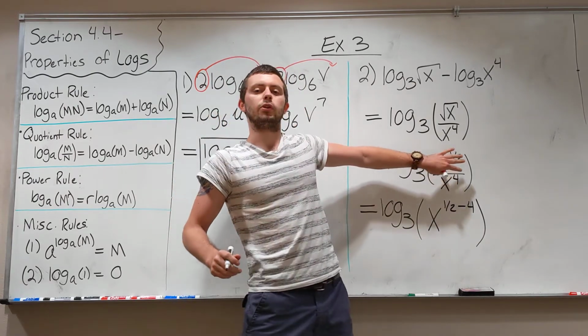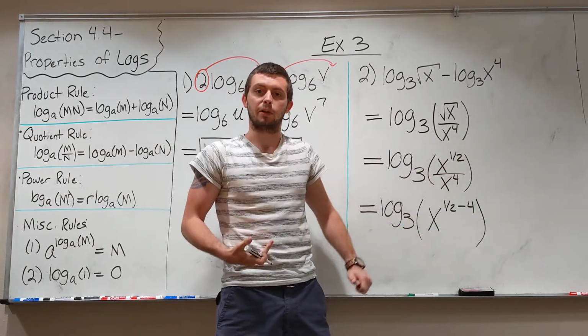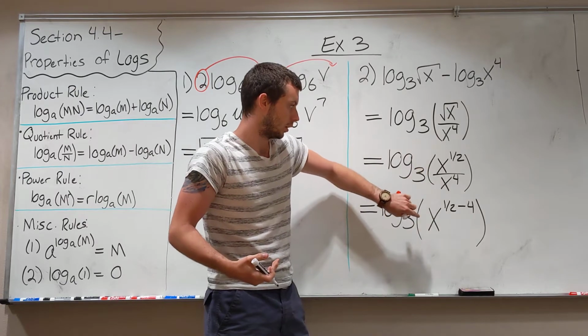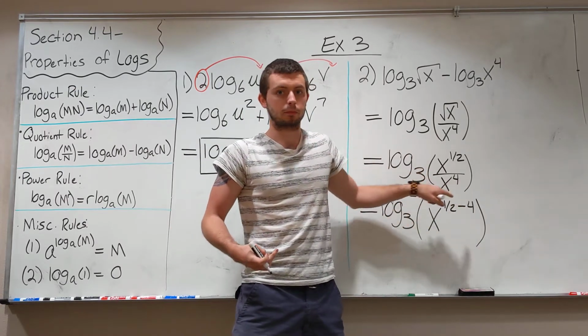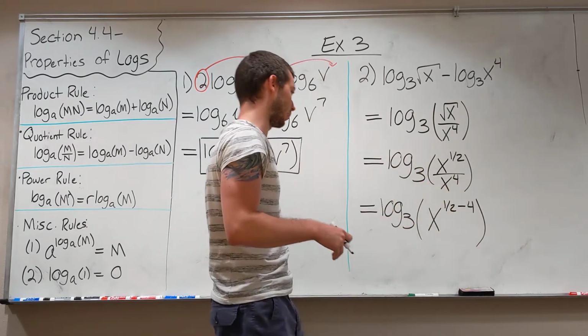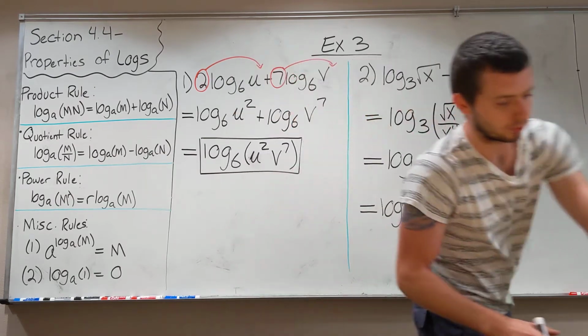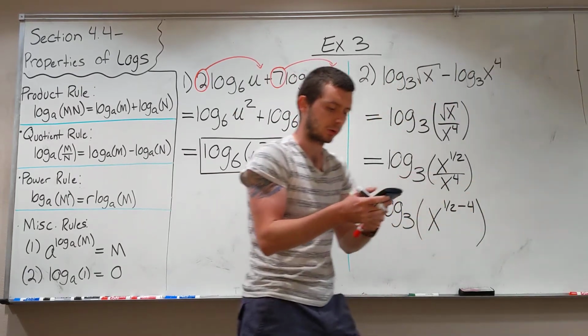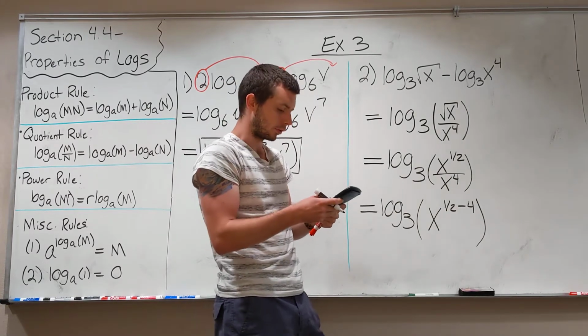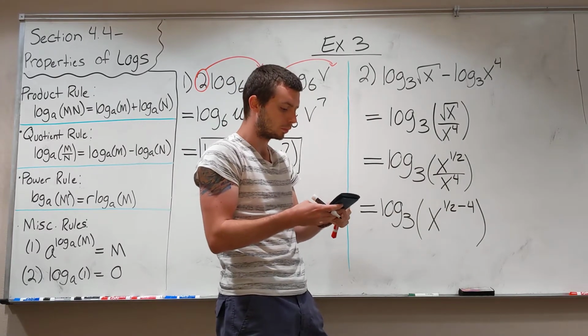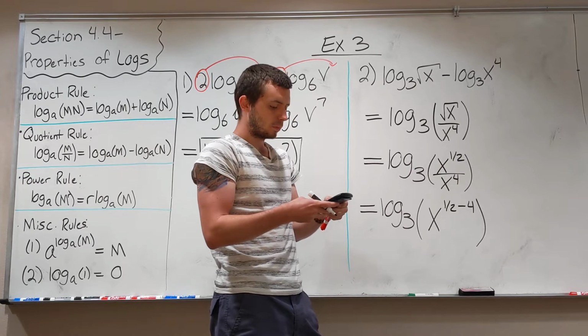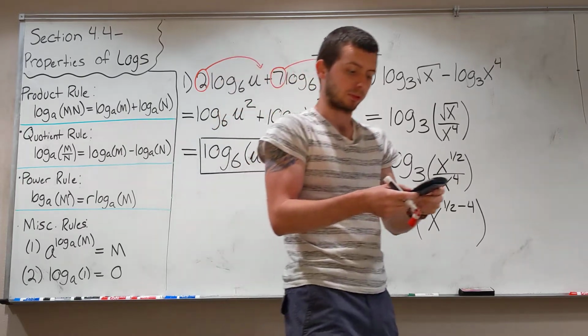Whenever you have a variable divided by a variable with the same base, you subtract their exponents. So this is a law of exponents here. And so 1/2 minus 4, if you were to plug that into your calculator right quick, you would get, I think, -7/2. Yeah, so you get -7/2.